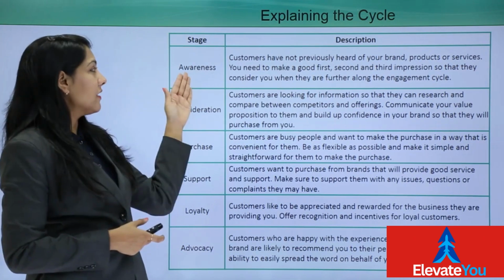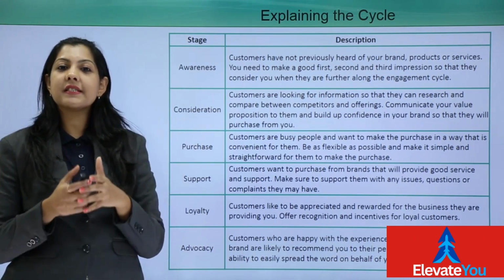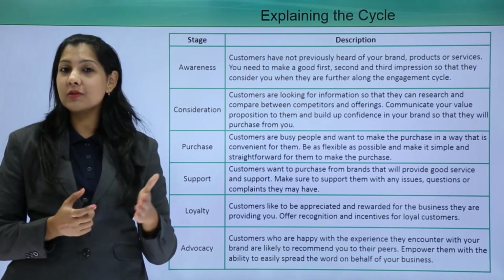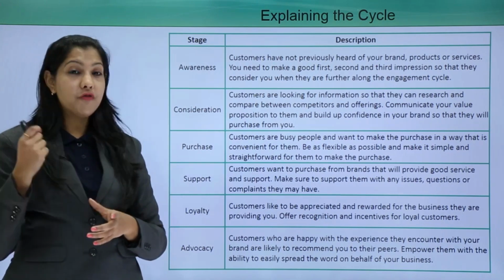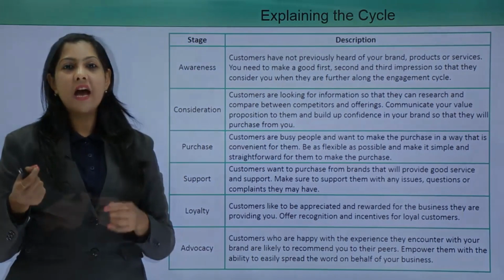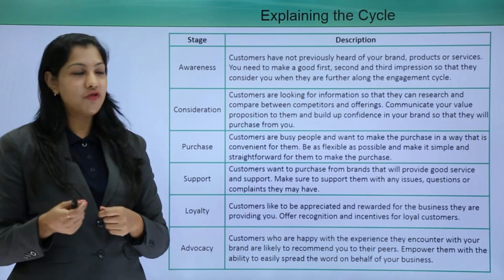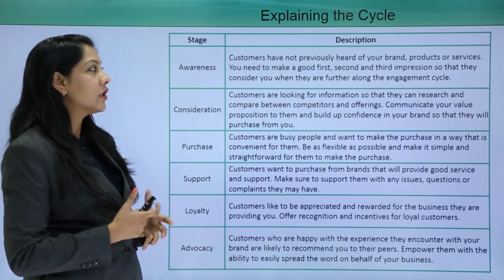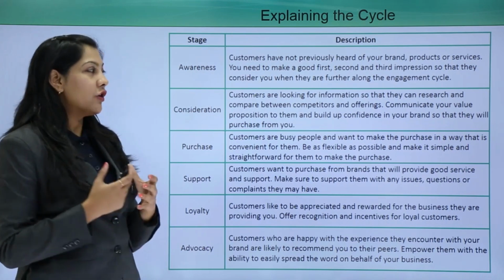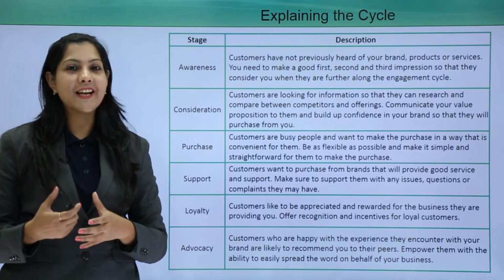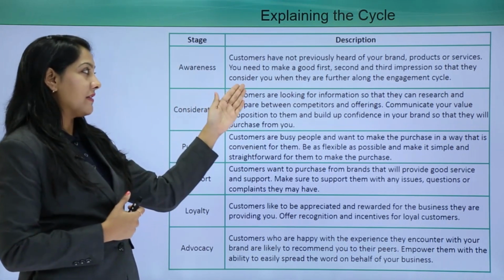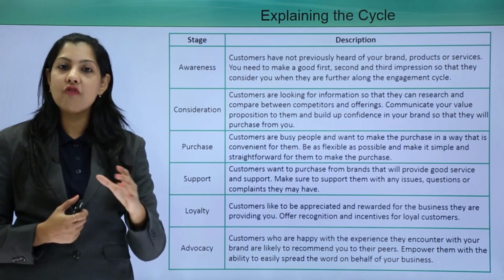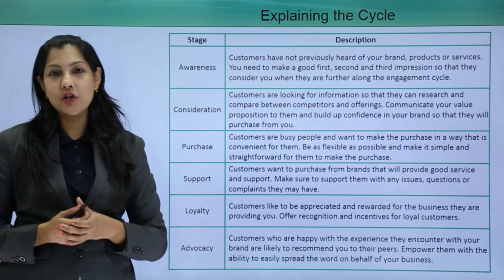Explaining the cycle. The first and the foremost is awareness. Well friends, it's important to make your customers aware of your product or service. Not every time a customer knows about what you're selling. To get them to be engaged with you, first and foremost, they have to hear about your brand. So the customers have not previously heard of your brand, your product or services. You need to make a good first or a second or a third impression on them so that they consider you when they are further along the engagement cycle. Make your customer aware. Now how you do that depends totally on you.